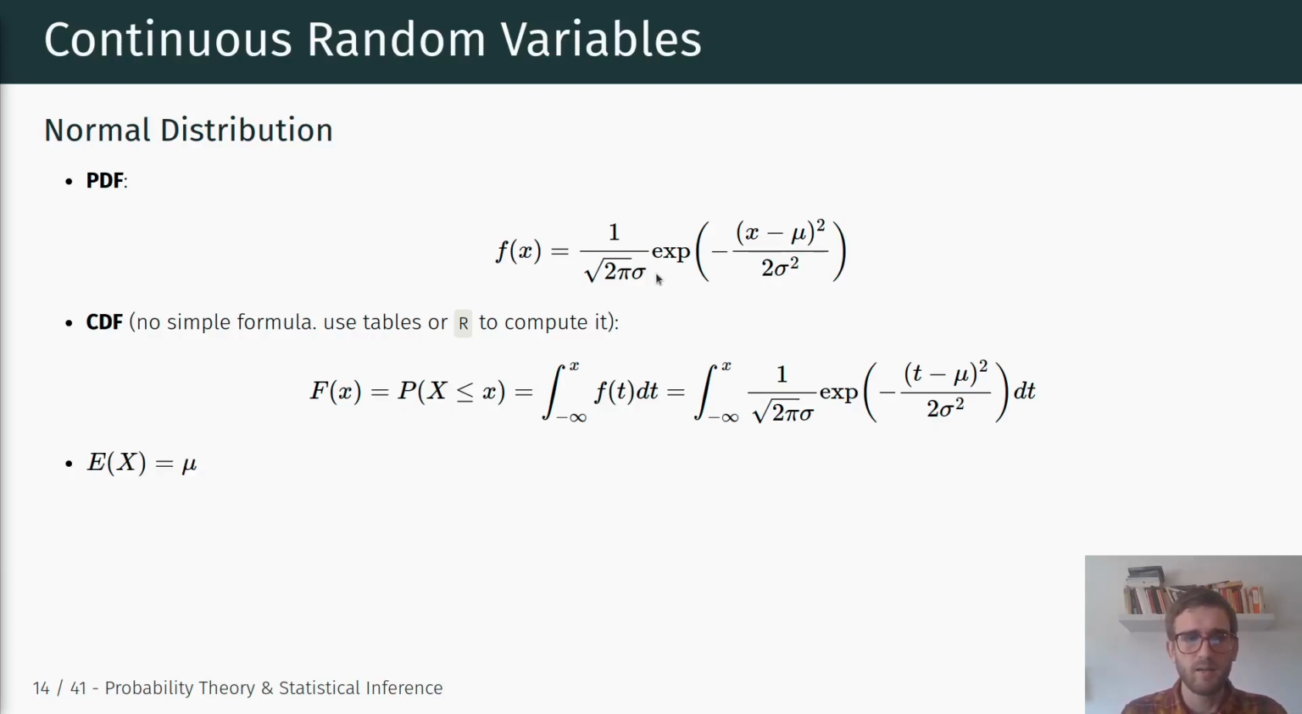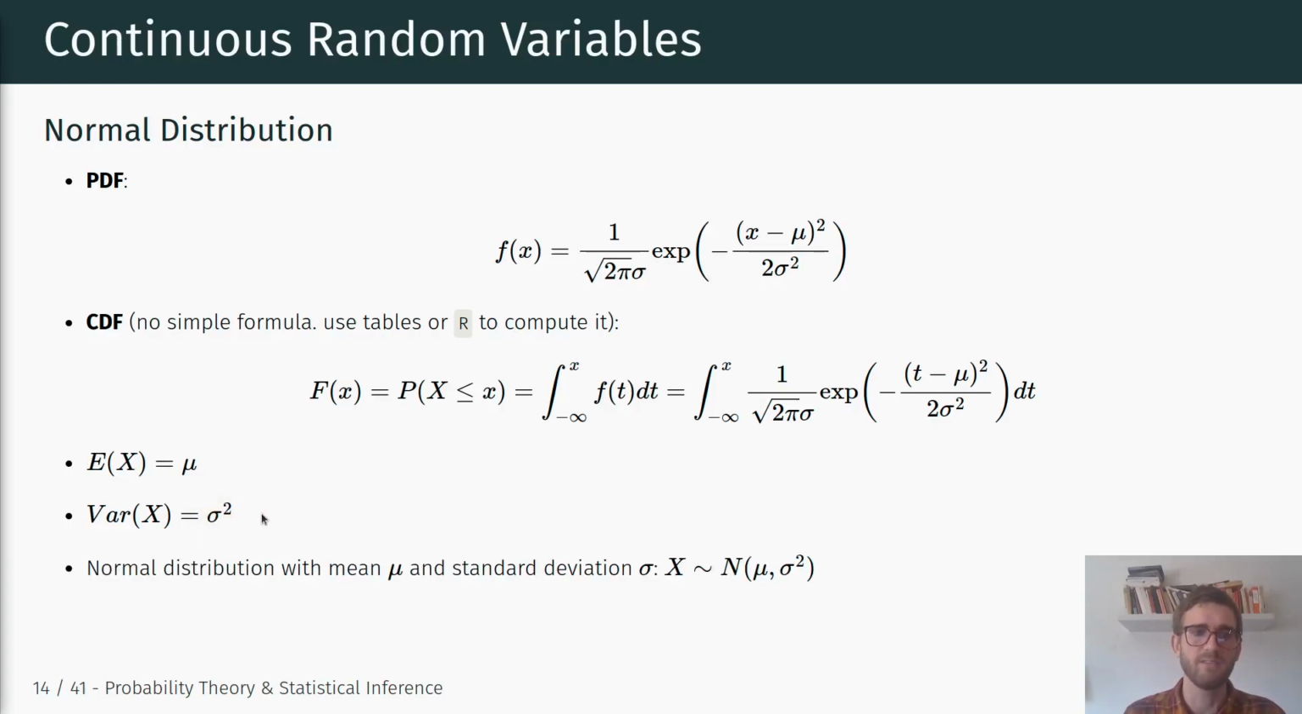Okay, but despite the fact that the PDF, the probability density function, and the cumulative distribution function look quite complicated, there's a nice thing about the normal distribution, which is that the expectation is simply equal to mu, this mu up here, and the variance of x is equal to sigma squared. So despite the fact that the probability density function looks maybe a little bit intimidating, we can just keep in mind that a normal distribution has some expectation mu and a variance of sigma squared.